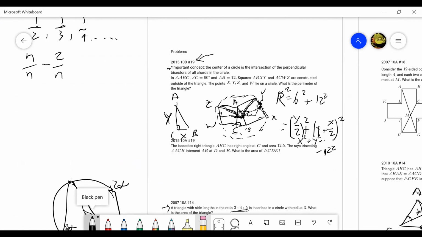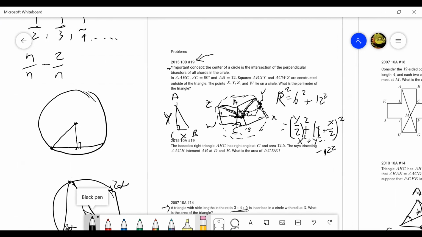Where I wrote right here, important concepts: the center of a circle is the intersection of the perpendicular bisectors of the chords. So what I'm saying is that for any circle, and you draw any chord, the perpendicular bisector of the chord, which is just a line perpendicular to the chord that passes through the midpoint of the segment here, must pass through the center as well.